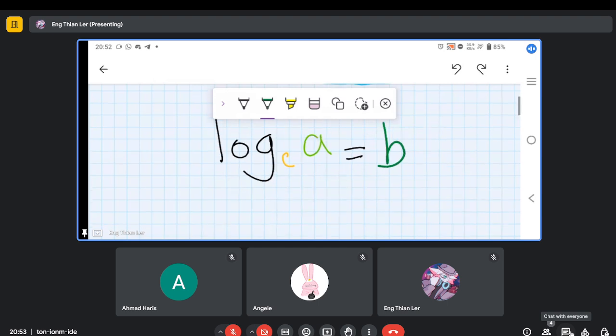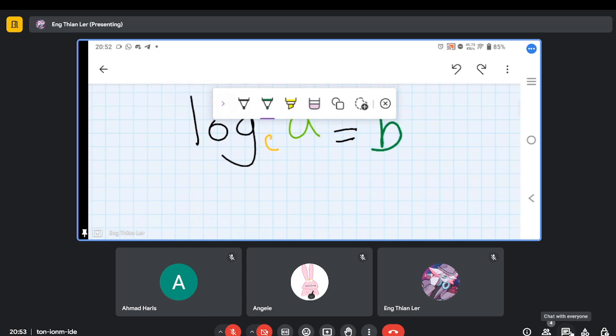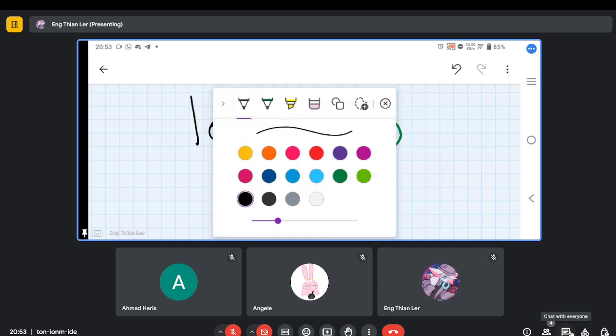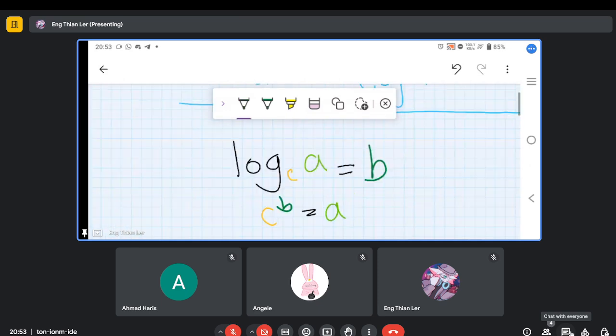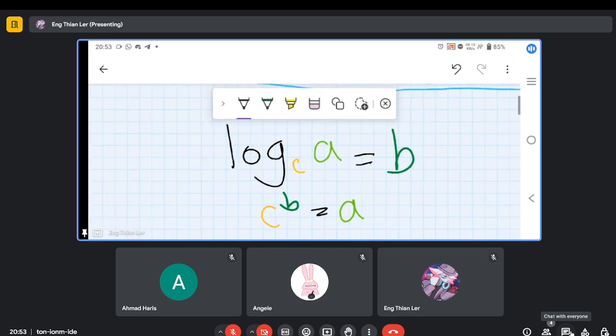So when we say that log A base C is equal to B, this means that C to the power of B is equal to A. Yeah, C to the power of B is equal to A, because logarithm is actually the inverse of 10 to the power x, where we have different bases.